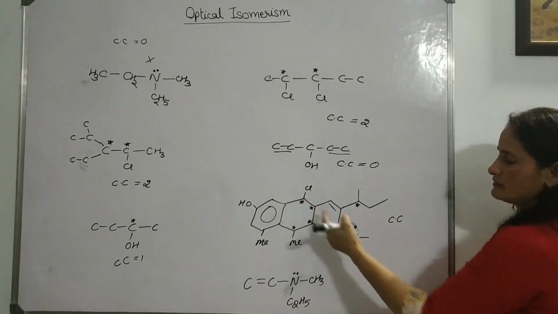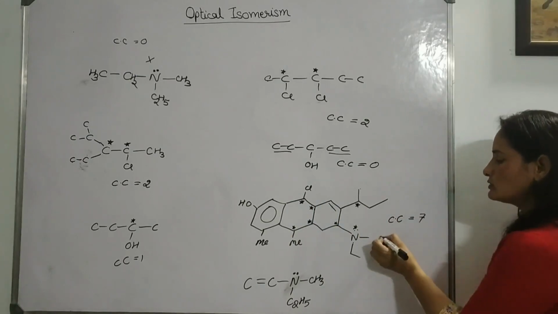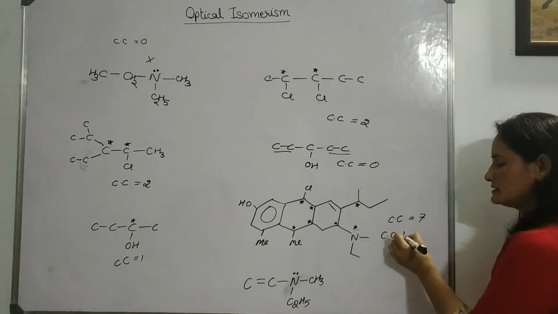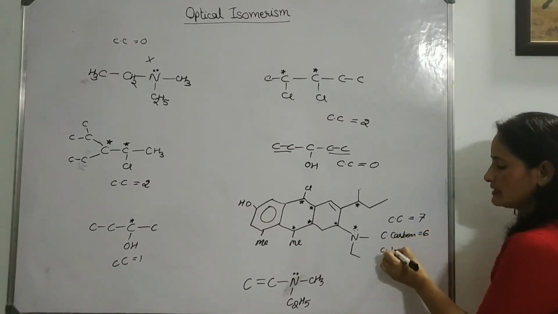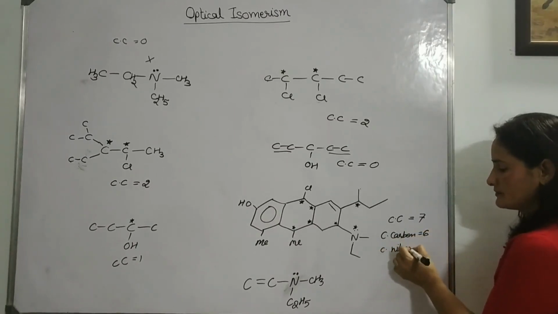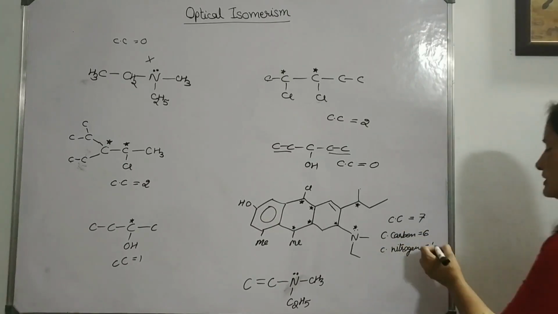Total 1, 2, 3, 4, 5, 6, 7. 7 chiral centers. Out of that, chiral carbons are 6 and the rest is the chiral nitrogen. Chiral nitrogen is 1. Got it?